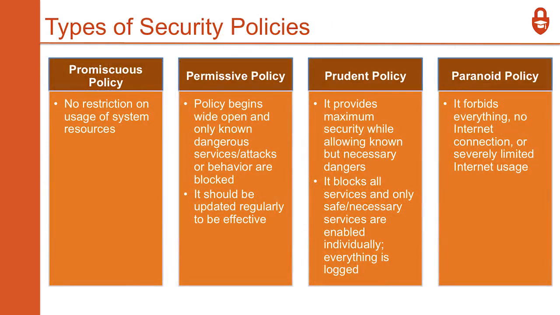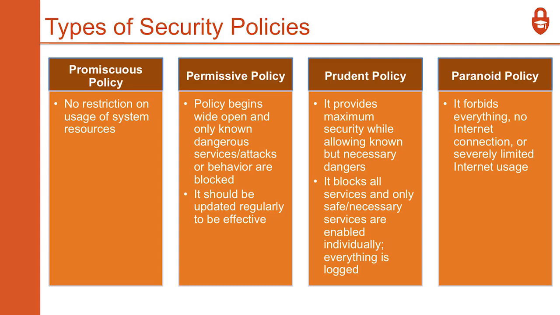So we have several types of security policies. We have a promiscuous policy, a permissive policy, a prudent policy, and a paranoid policy. I guarantee you will see a test question off of this slide on the test. No restrictions. Which policy is that? A promiscuous one. So a promiscuous policy has no restrictions on usage of system resources. You can use it for whatever you want.